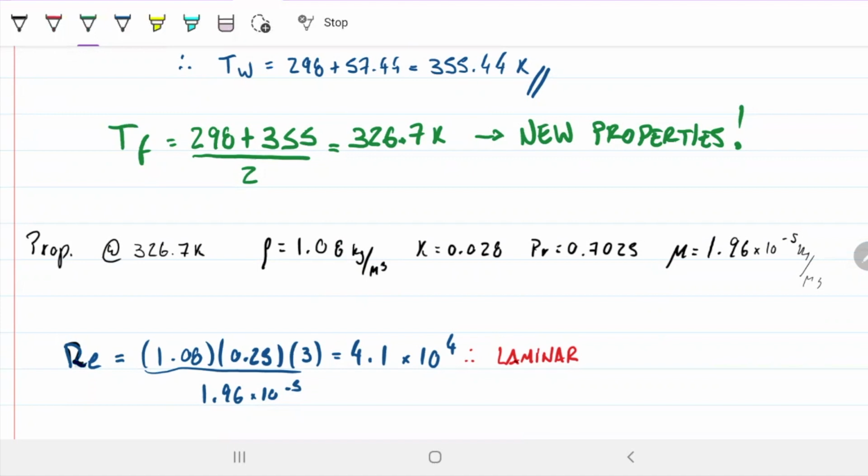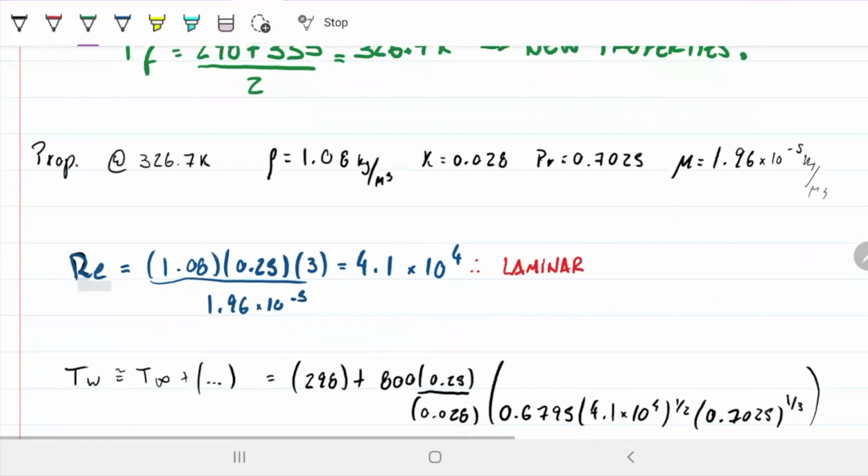Before we move on, it's probably a good idea to see how these values change. So my density was 1.846. Sorry, no, my density was 1.1774. My conductivity was 0.02624. Prandtl was 0.708. Viscosity was 1.846 times 10 to the minus 5, right? So significant change in the properties. Okay, we had a change in the Reynolds, but still laminar.